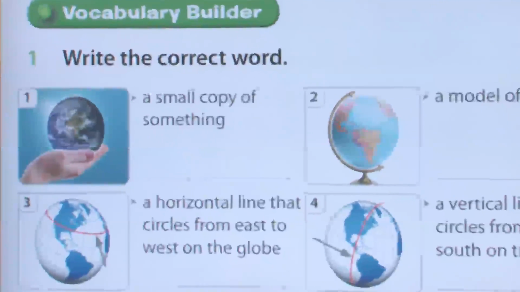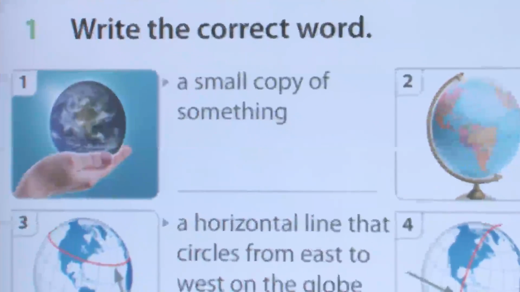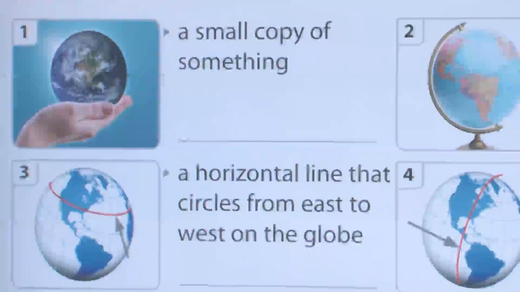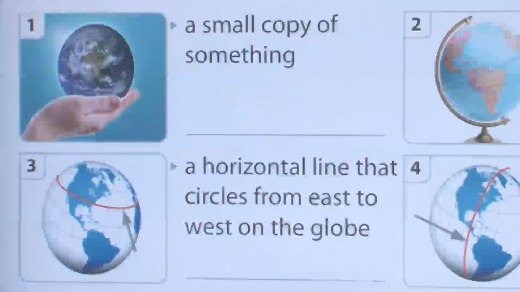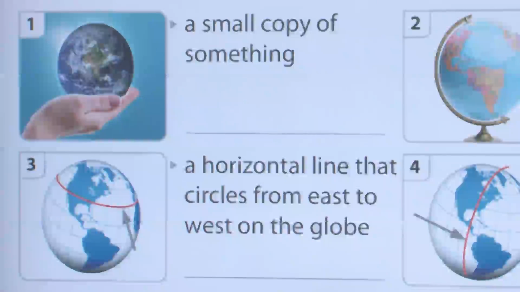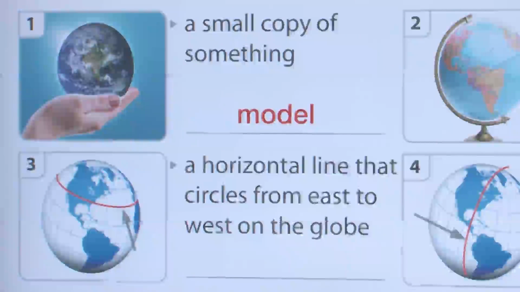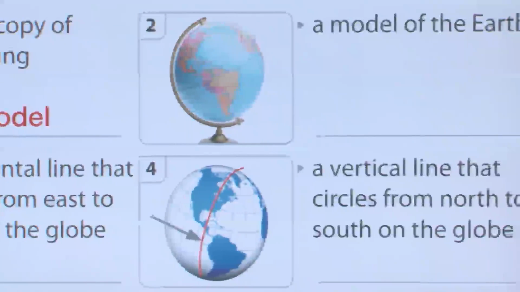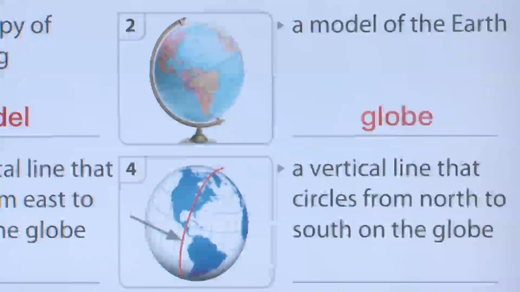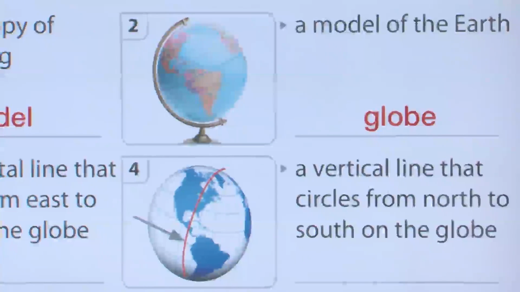Let's find the words. Remember the words. Picture, number 1. A small copy of something. A small copy of something is, for example, a small car, like a toy car. It is a model. And here we have a model Earth, which is called, number 2, a model of the Earth is called what? What is it? The globe. Globe. A model of the Earth is called a globe.